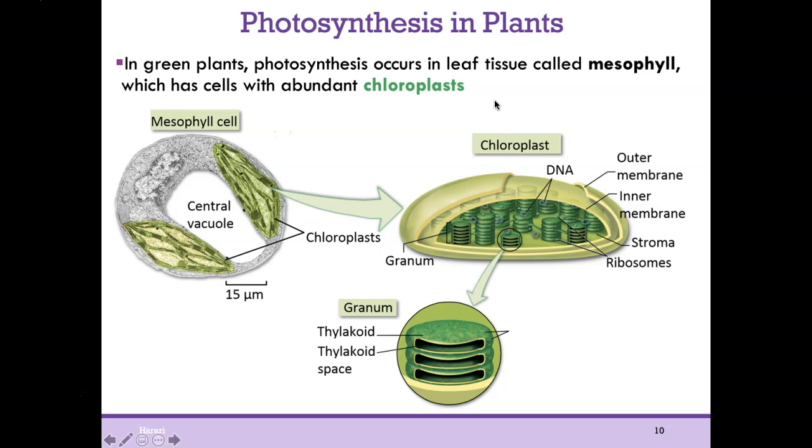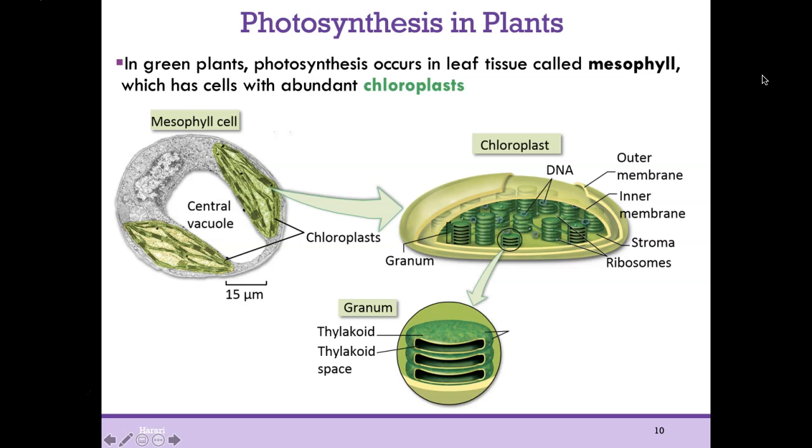So in the green plants, the leaf tissue is called mesophyll. And then within a mesophyll cell, we have abundant chloroplasts. So here we have a large central vacuole in this mesophyll cell, but we also have chloroplasts, and those are quite large. And let's look at the structure of a chloroplast a little more closely.